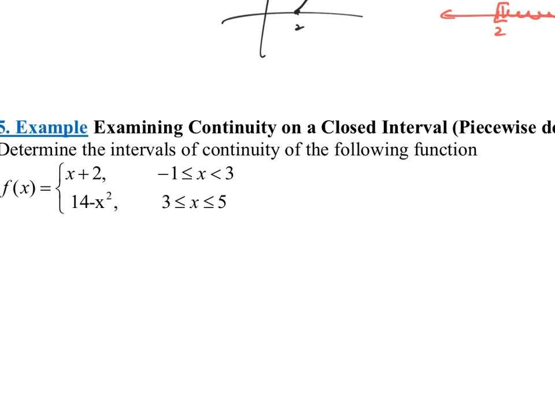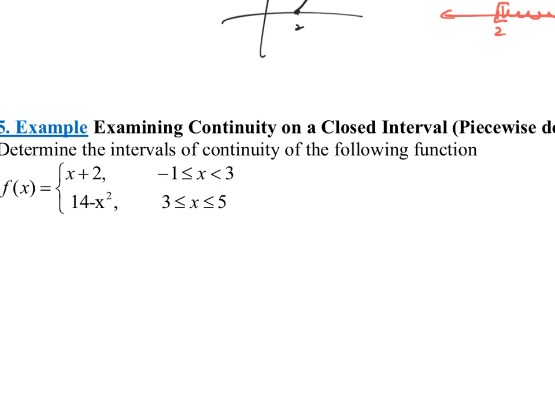We can also do this to determine intervals of continuity of piecewise defined functions. Piecewise defined functions, again, we have some questions here. If I look at just the first function, x plus 2, that is a linear function, which is a polynomial function. Polynomial functions are continuous everywhere, so that's certainly continuous from -1 to 3. And 14 minus x squared, the other one, is also a polynomial function. It is continuous everywhere, so that's certainly continuous from 3 to 5. We can include the endpoints, -1 and 5, because we know it's continuous at those points.